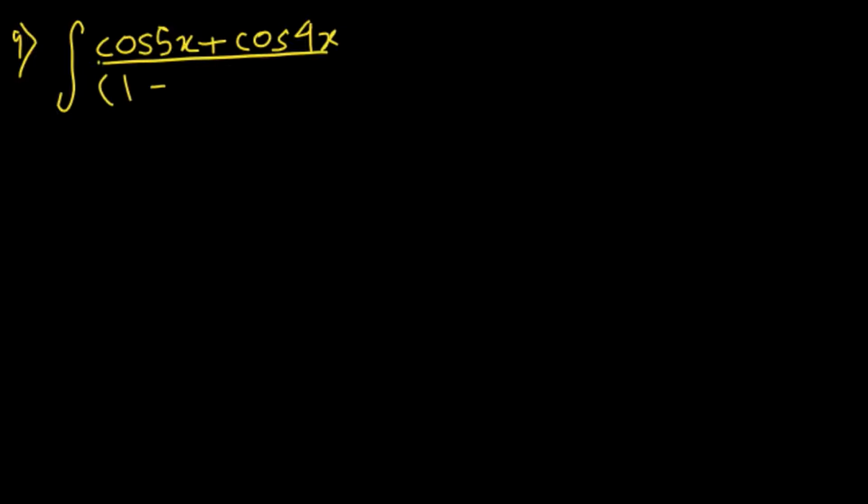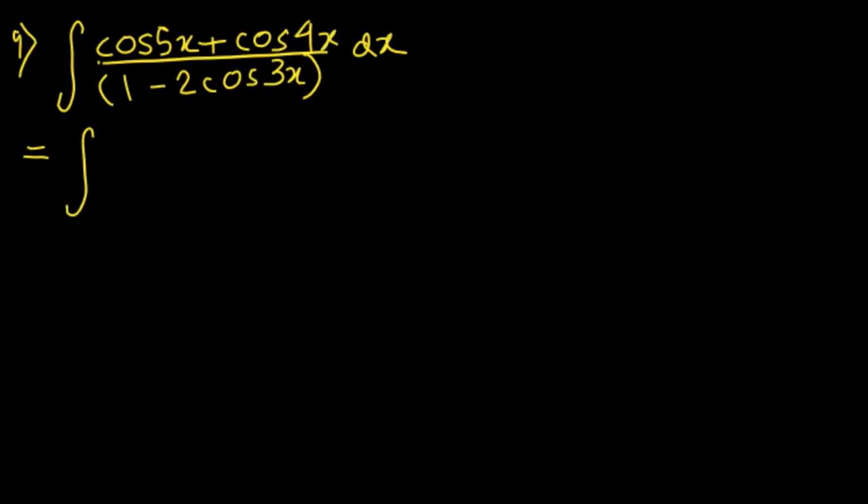So coming to the ninth sum, which is integration of cos 5x plus cos 4x by 1 minus 2 cos 3x dx. So we have to minutely observe the sum. What changes can we make in the sum so that it comes under the special trigonometric identities formula?